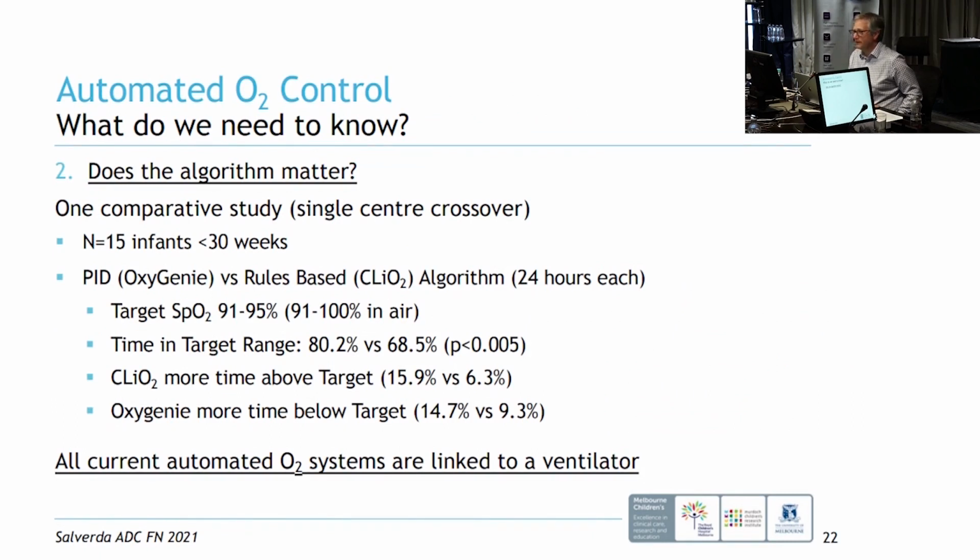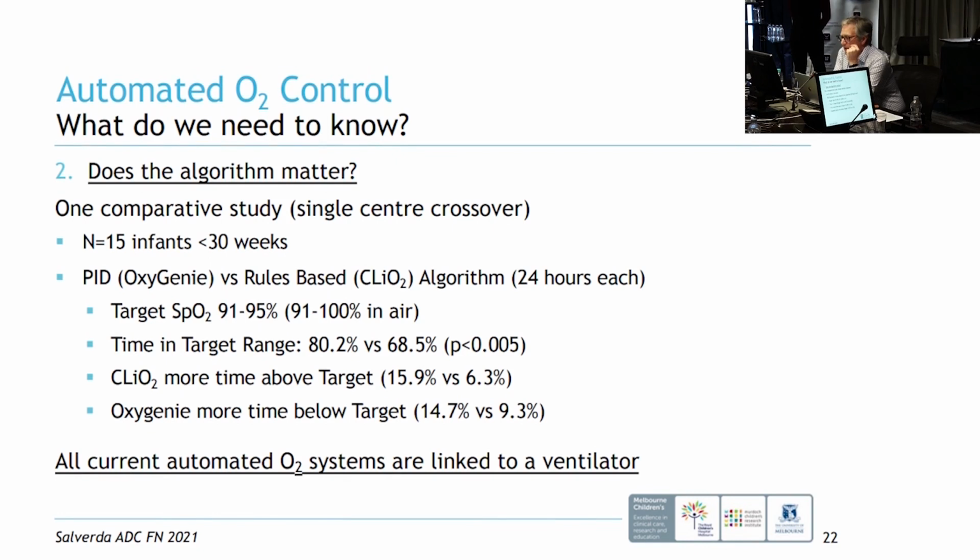Does the algorithm matter? So is one different than another? Again, we only have this one study. Apparently there's another one that's come out that I may have missed, which is a small study in the Netherlands, which was comparing the Oxygenie one versus the Clio, which is the old one, the rules-based one, and they did 24 hours in each. And they were able to show that the Oxygenie algorithm had more time in saturation range compared to the older Clio one, significantly more time.